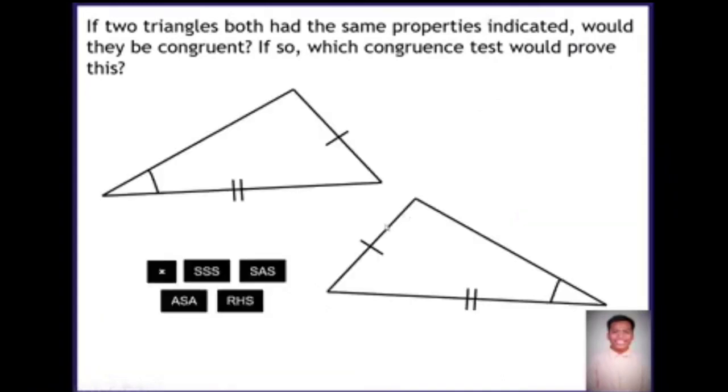If two triangles both had the same properties indicated in the figure, would they be congruent? If so, which congruence test would prove this? You are given two sides and an angle. Remember that our angle is not included. So we cannot prove that these two triangles are congruent with each other.